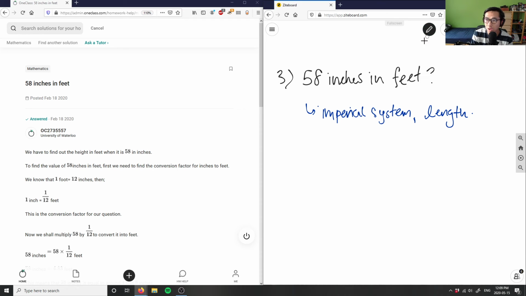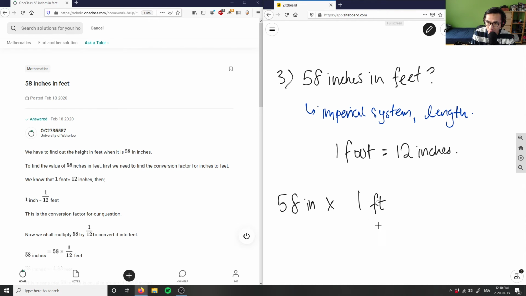So in order for us to do this, we need some conversions, right? So I know that 1 foot equals 12 inches. And knowing this conversion factor, we can convert 58 inches, right? We started with 58 inches, so I want to multiply that by the conversion factor. I have 1 foot equals 12 inches, and I want to convert to feet here, so this is going to be my conversion factor.